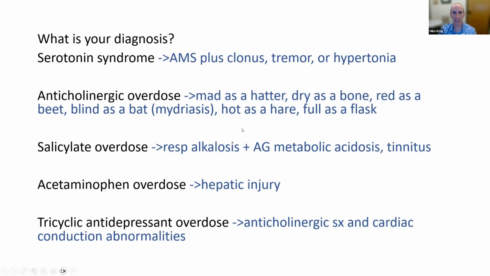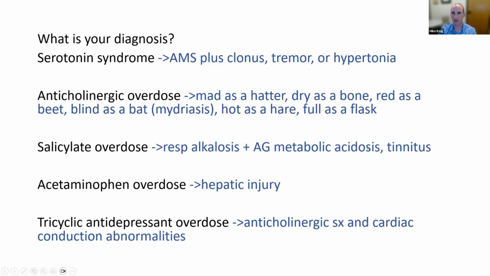Anticholinergic overdose. This is the mad as a hatter confusion, dry as a bone, so dry secretions, red as a beet flushing, blind as a bat mydriasis, hot as a hare fever, or full as a flask urinary retention. Those are the anticholinergic overdose signs. This patient did not have those.